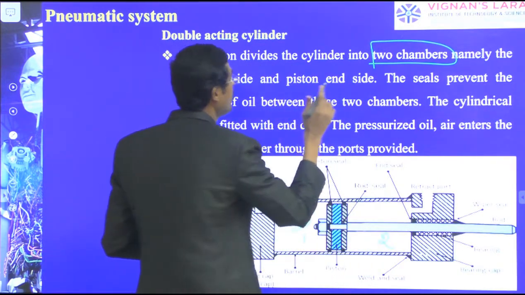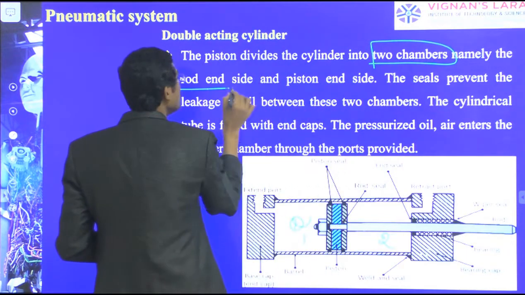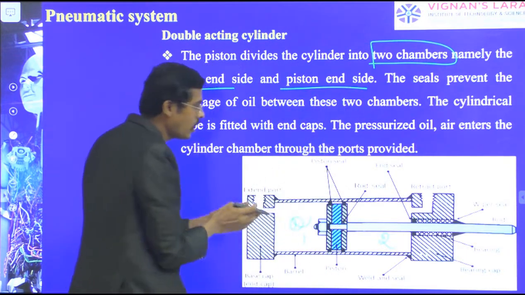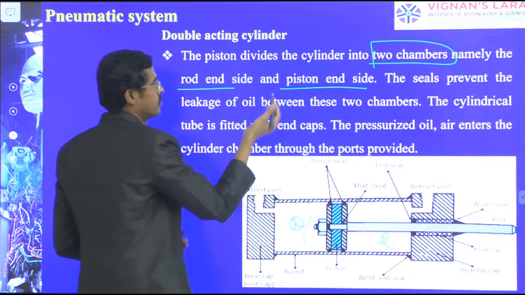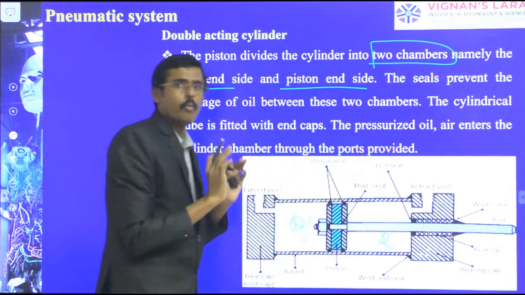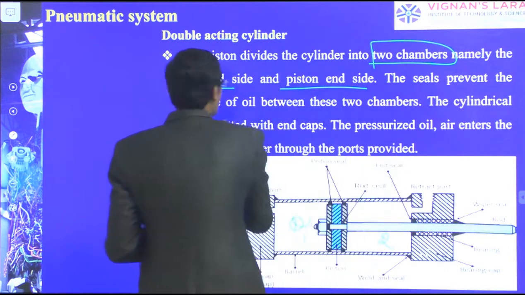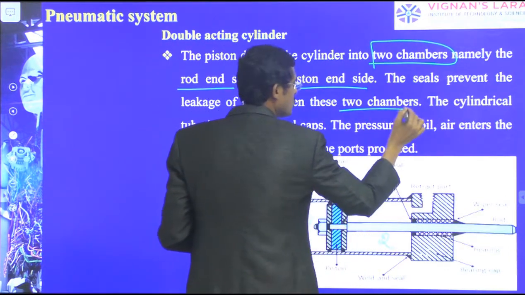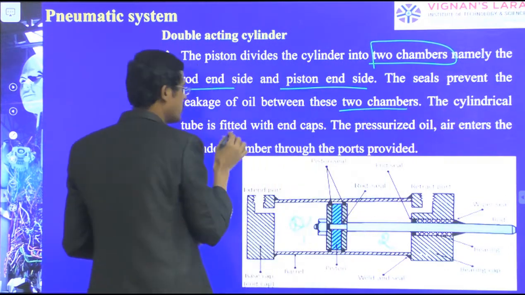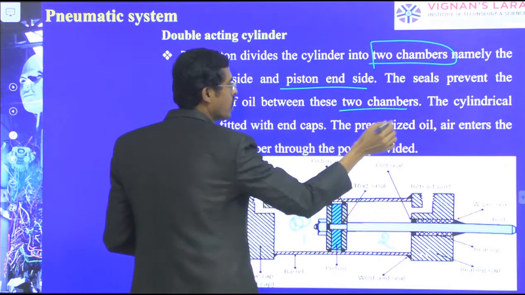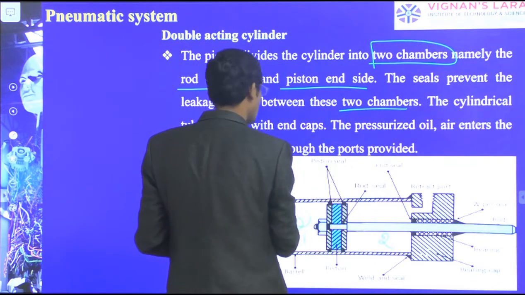So what happens here? Namely, the rod end side and the piston end side, just the operating side and the pushing side. Likewise, the seal prevents the leakage of the oil between those two chambers. The cylindrical tube is fitted with the end caps. The pressurized oil or air enters the cylinder channel.